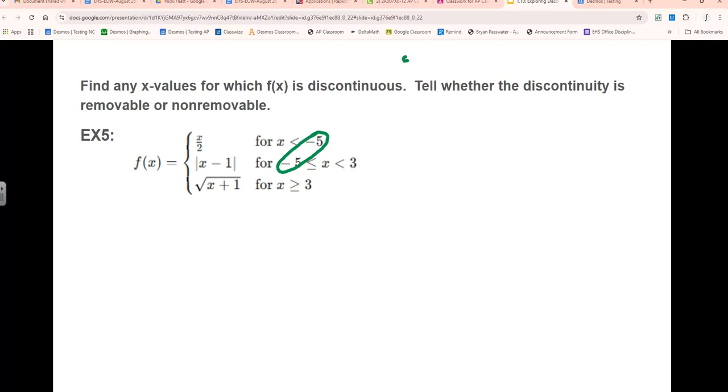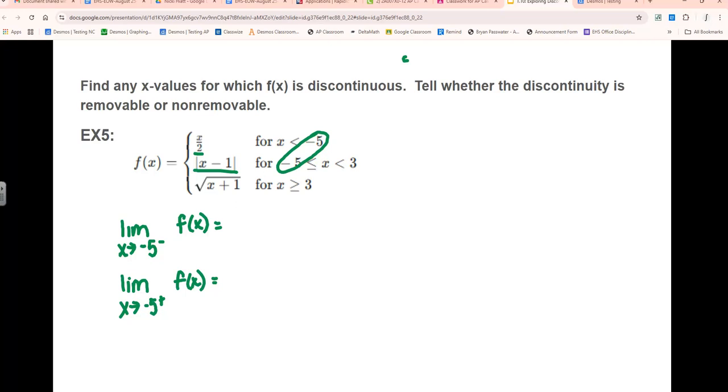I need to see if my 2 pieces meet up at -5. And the only 2 pieces that are concerned with -5 are the top and the middle. So what I'm going to do is the limit as x approaches -5 from the left of f of x, and also the limit as x approaches -5 from the right of f of x. Now, just in preparation for tomorrow, we're using limit notation here. You could shortcut it, really, and that would be fine.